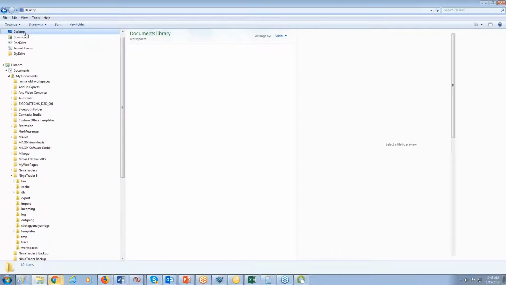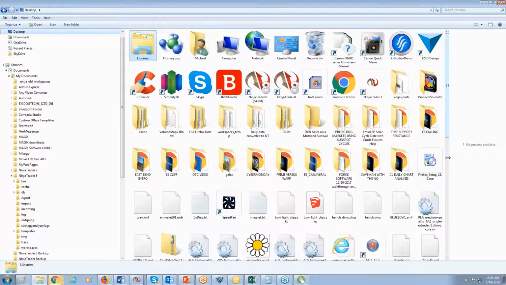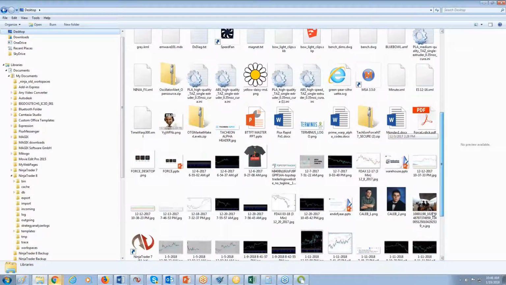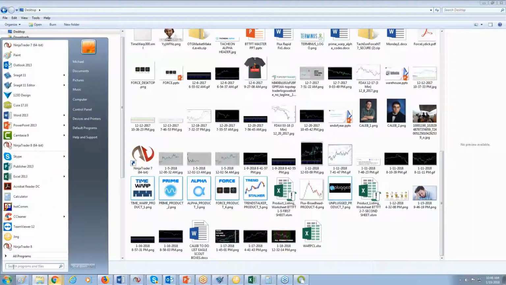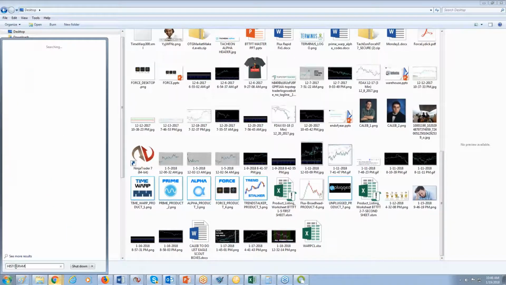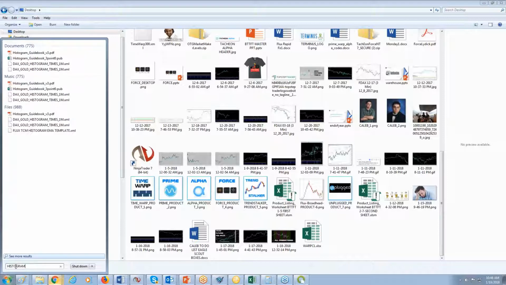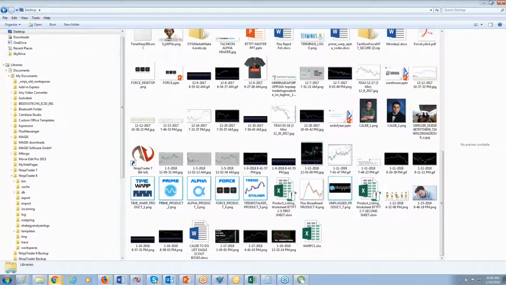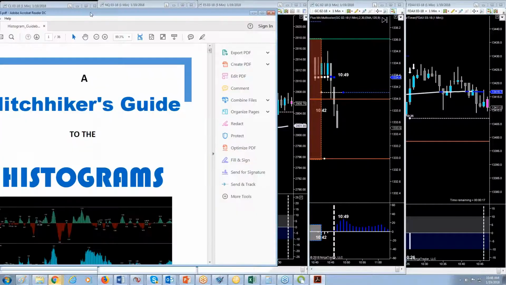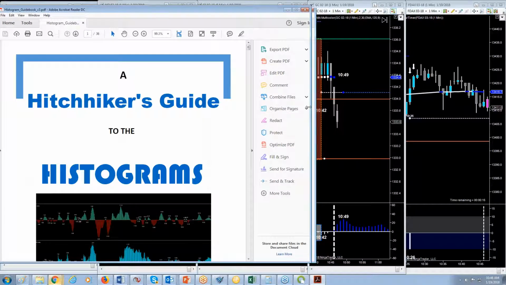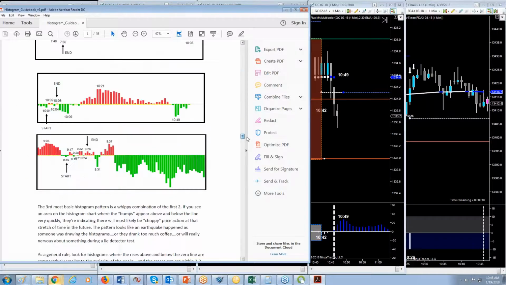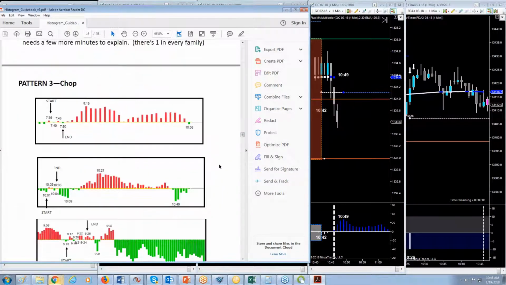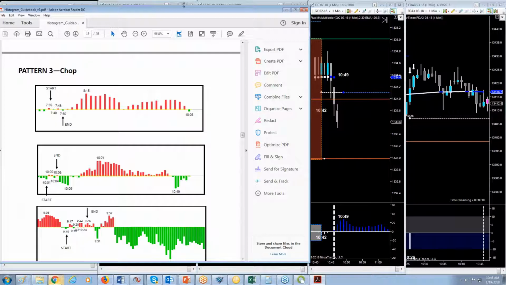So in the histogram guidebook that I send everybody, let's see if I can find it. There it is. I detail that trade right here. So Melissa, check it out. AJ, on this page right here. So this is page number 16.